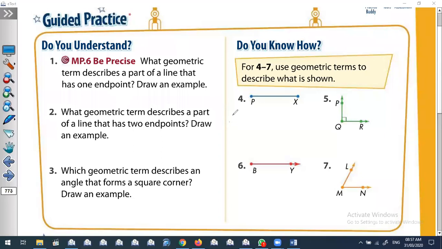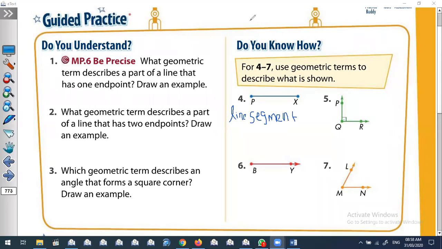This line is a line segment because it has no arrows. Here we have an angle. What type of angle is this? It has a square corner, so it will be a right angle.